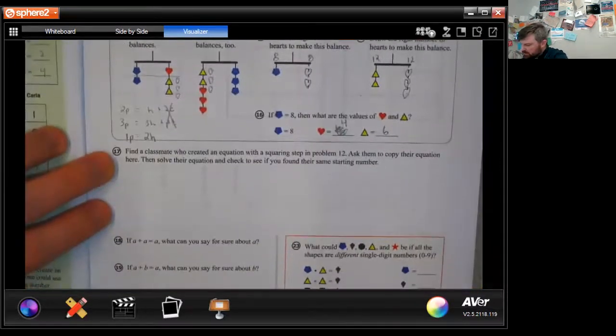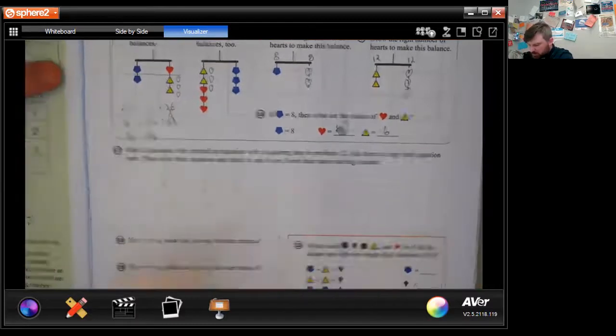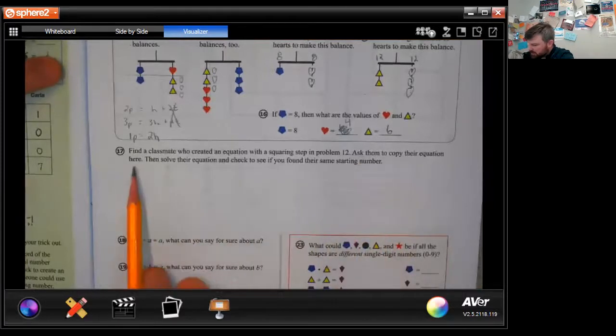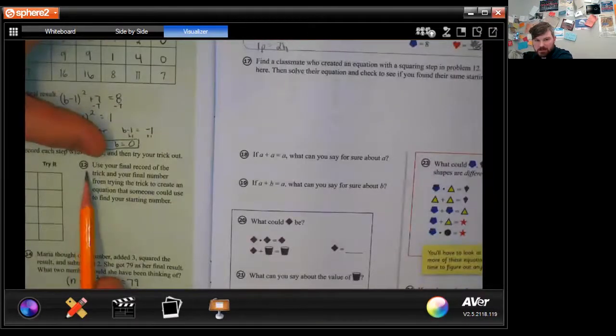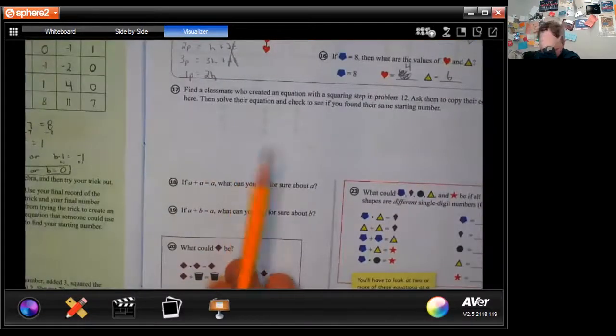Find a classmate who created an equation for problem 12. Ask them to copy their equation here and solve their equation to check. So from the other day, you're taking a number from somebody else and you're going to solve it there. So we'll do that in class.